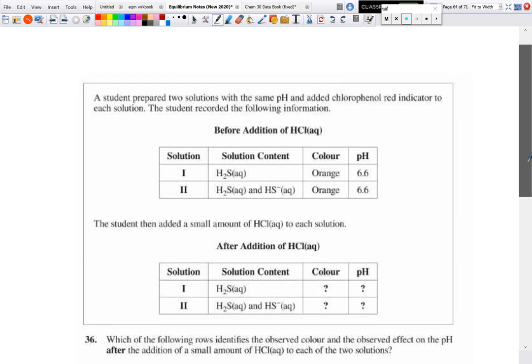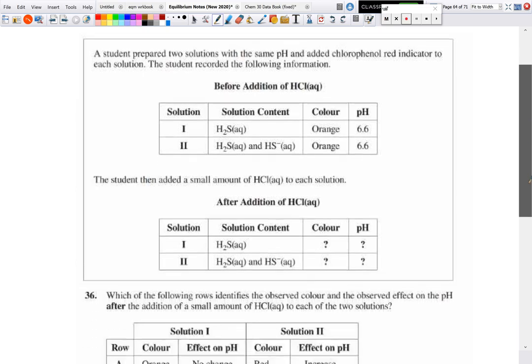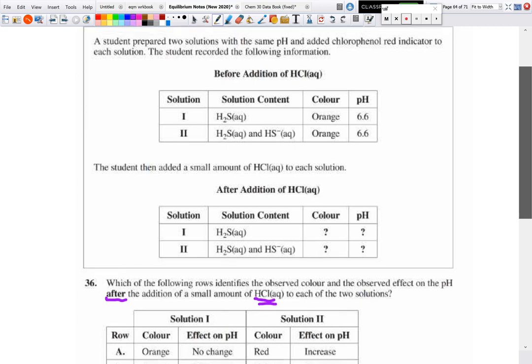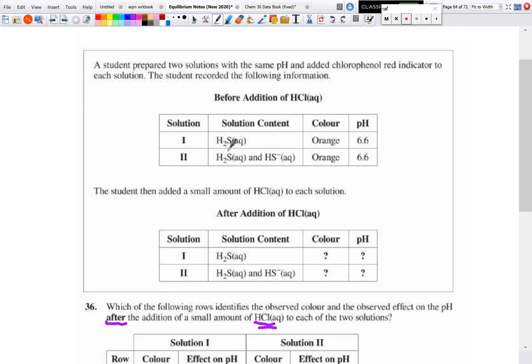And what we have right here, once again, this one is a little more challenging to figure out, but just read the question before we actually look at all the information up here. Which of the following rows identifies the observed color and the observed effect on pH after addition of small amounts of HCl to each of the solutions? So we have an H2S solution, so of course no buffer, and we have a buffer system right here.